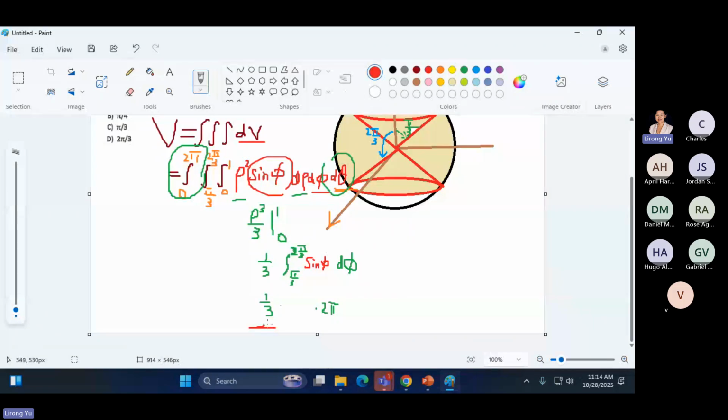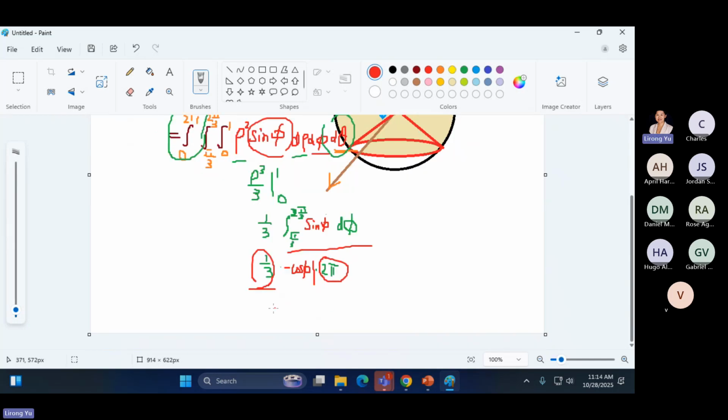So we finish integrating rho to get 1/3, finish integrating theta to get 2 pi, and finish integrating sine phi d phi, we get negative cosine phi. Put in the antiderivative, put in the integration limits, 2 pi over 3 and pi over 3. So let's multiply 1/3 with 2 pi, we'll get 2 pi over 3. Then negative cosine phi is negative cosine 2 pi over 3, minus negative cosine pi over 3. Minus negative means plus cosine pi over 3.